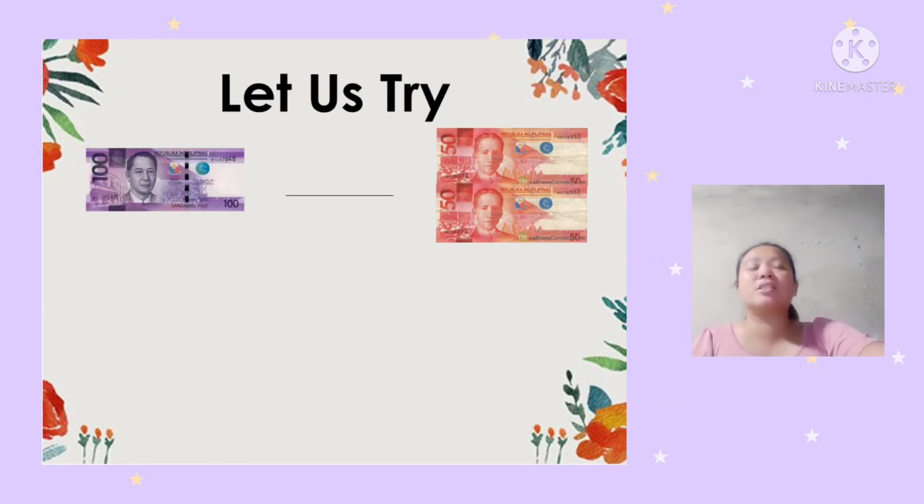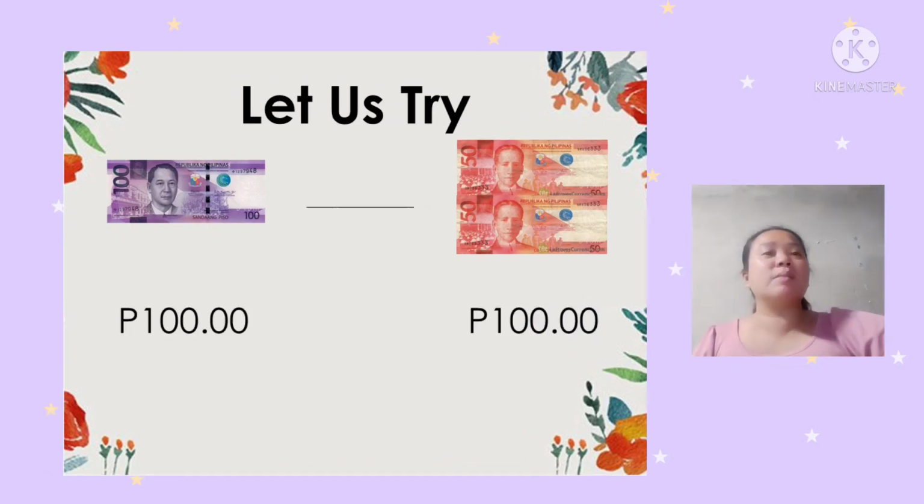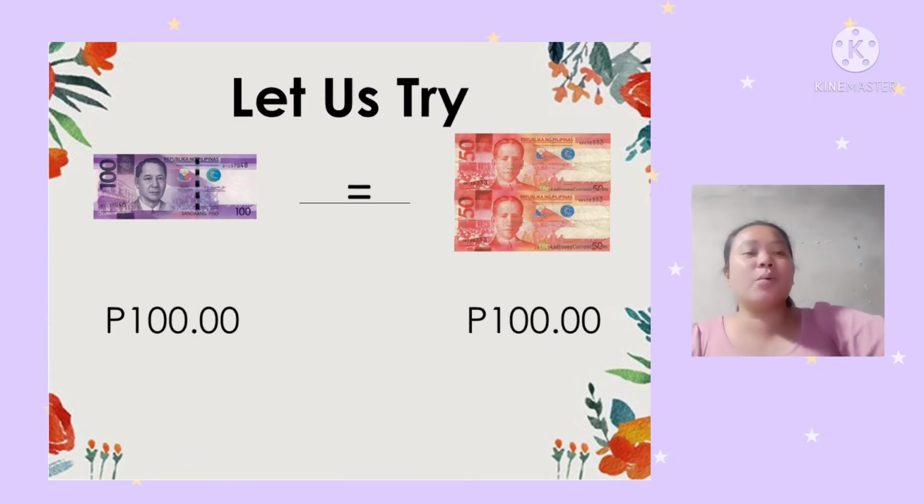Okay, now let's go to our next. Oh, paper bills. We have 100 pesos here and 50 and 50 pesos. Oh, so automatic, this one is 100 pesos. And then 50 plus 50, how much? That's right, it is also 100 pesos. So what symbol are you going to use? Ready? Show. That's right, it is equal.